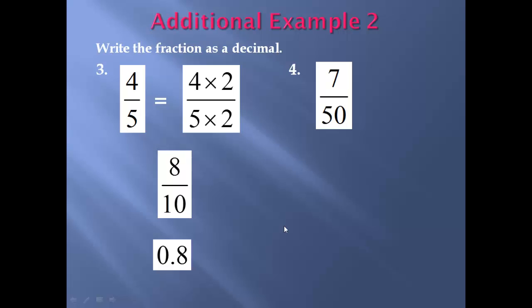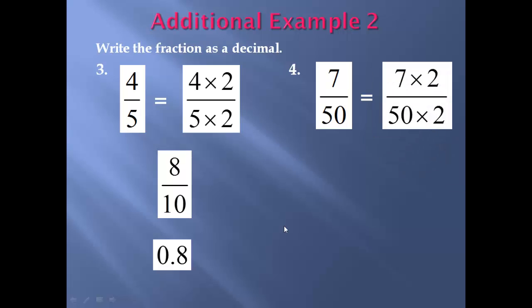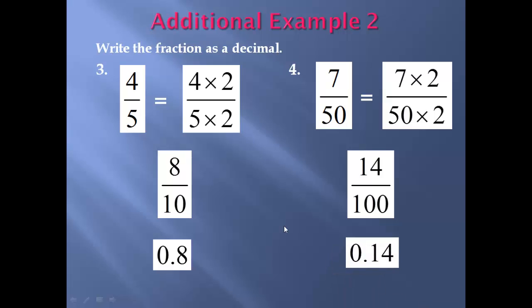For number 4, we have 7/50. For this one, we can multiply the denominator by 2 in order to get 100. So we need to multiply the numerator by 2 as well. When we do this, 7 times 2 is 14, so I have 14 hundredths. And that can be written as 0.14 because 0.14 is 14 hundredths.